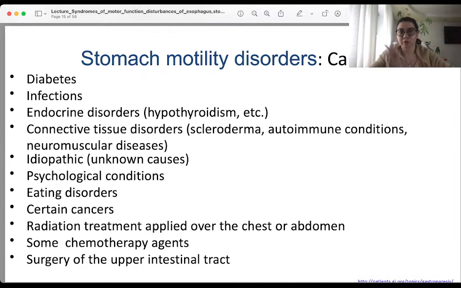Stomach motility disorders can be caused, most often, by diabetes due to diabetic neuropathy. They can be due to infections, or to other endocrine disorders, mostly hypothyroidism. The result can also be connective tissue disorders, not just for the esophagus, for the stomach too. These include scleroderma, autoimmune conditions, and neuromuscular diseases. A lot of patients have an unknown cause. We can't find any cause of the stomach motility disorder, and we name this form idiopathic. More rarely, psychological conditions, acute and chronic stress, psychiatric disorders and eating disorders can lead to stomach motility problems, as can certain cancers, radiation treatment applied over the chest or abdomen, some chemotherapy agents, and surgery of the upper intestinal tract.